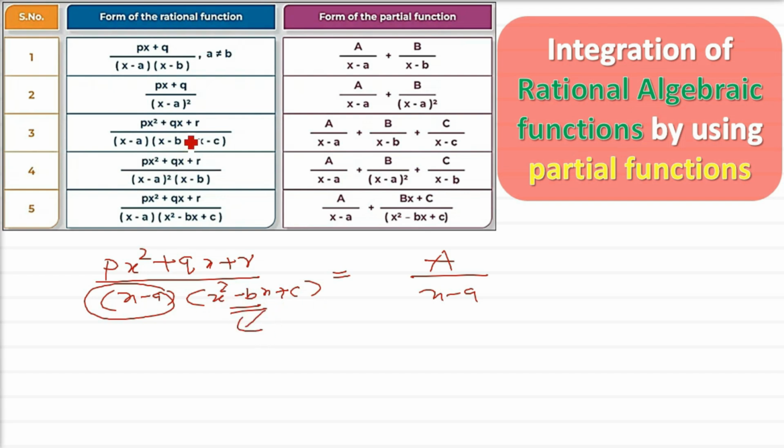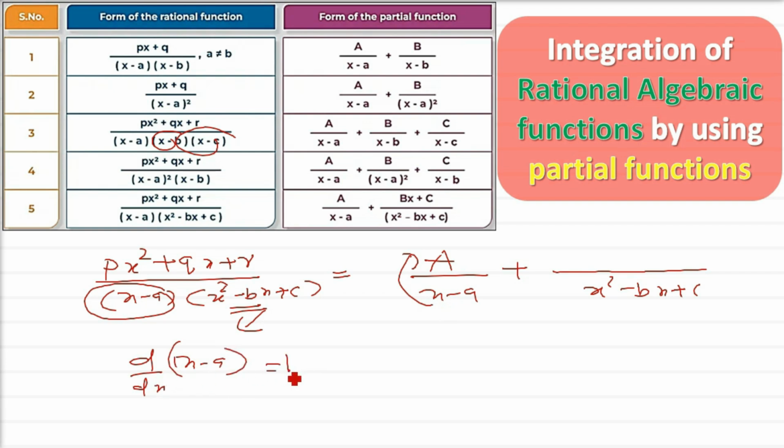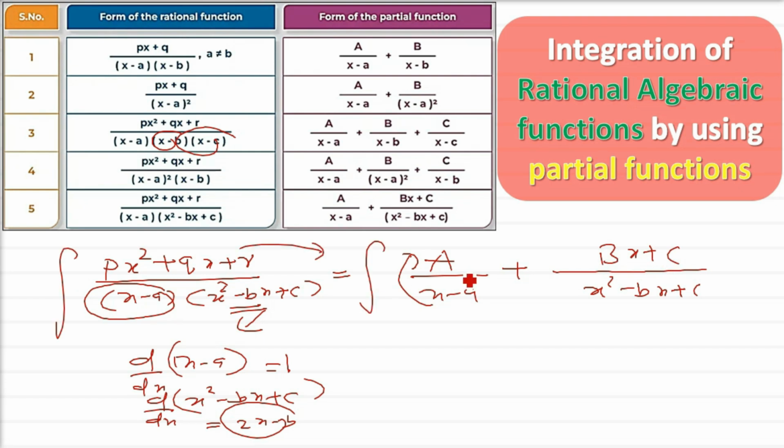Now what to do with x square minus bx plus c? Here we use the differentiation concept. You are not able to divide x square minus bx plus c into two factors. It will remain like that. So x square minus bx plus c will come in the denominator, but the numerator will only have a linear equation. That is, in the first term, if you take the differentiation d by dx, you'll get a constant term. So you'll get a 1. But when you differentiate x square minus bx plus c, what are you going to get? So d by dx of x square minus bx plus c is 2x minus b. This is a linear equation. So you write Bx plus C. Then we have to integrate them separately as two terms.